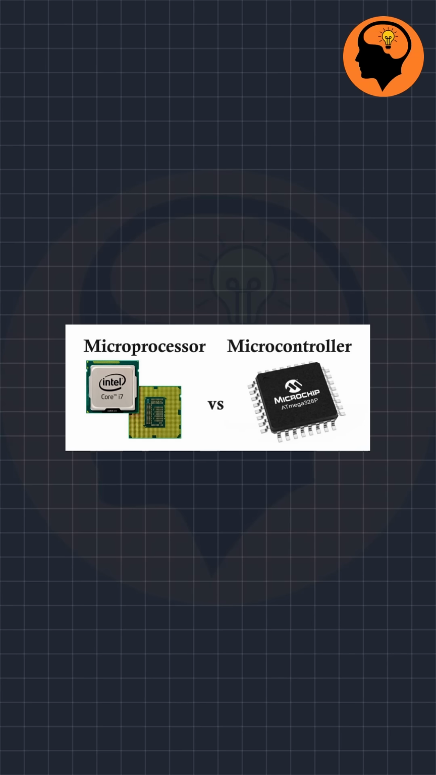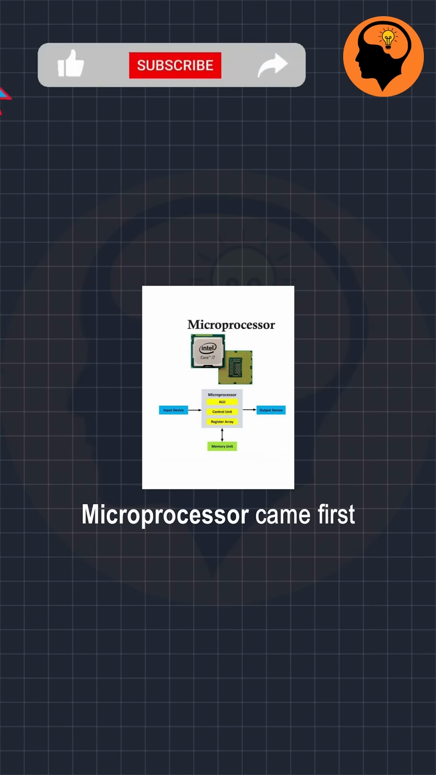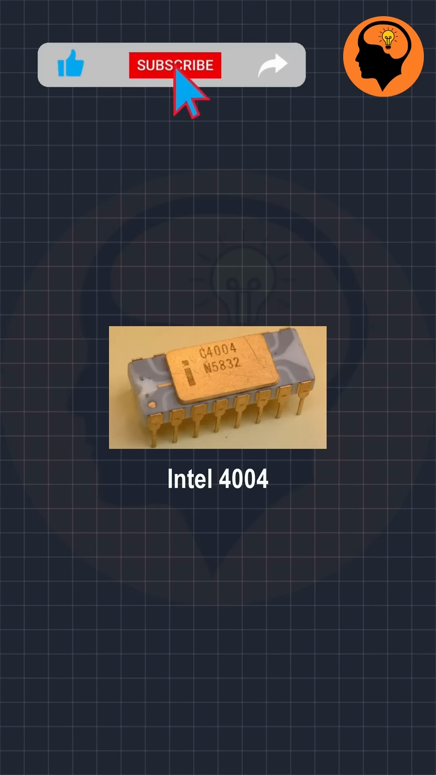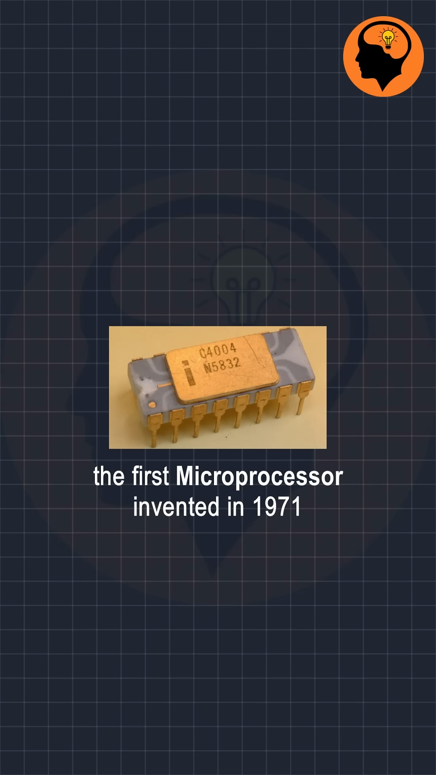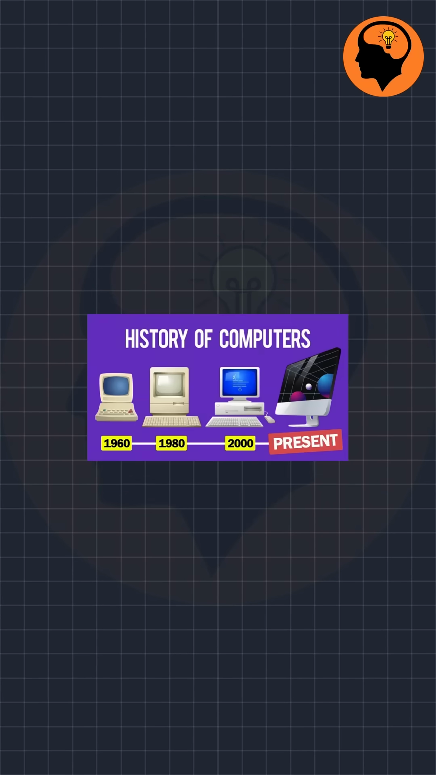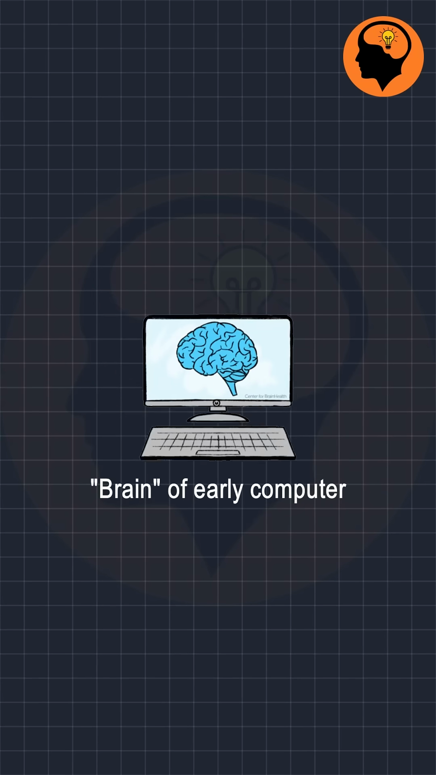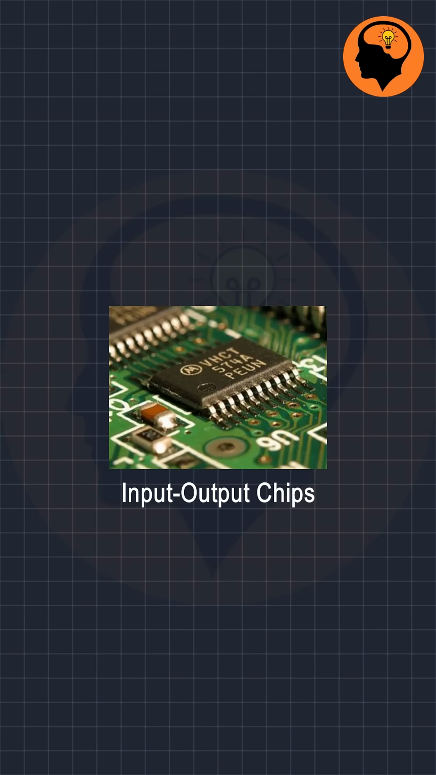Microprocessors and microcontrollers look similar, but they were created for very different purposes. The microprocessor came first, and the Intel 4004 was the first microprocessor, invented in 1971. It contained only 2,300 transistors, yet it launched the personal computer revolution by acting as the brain of early computers, requiring external RAM, ROM, and input-output chips to work.